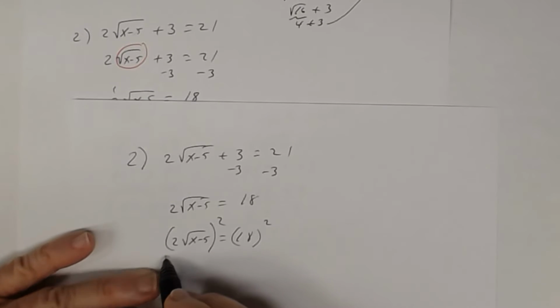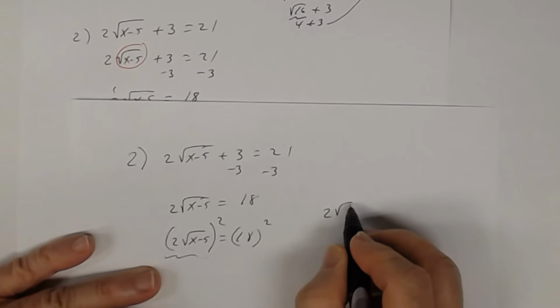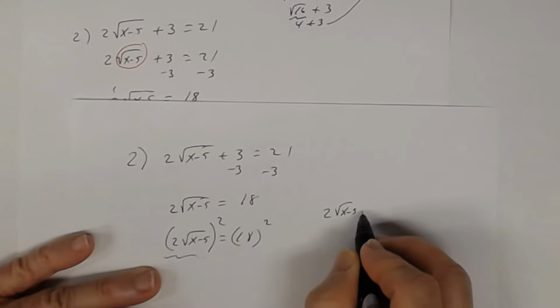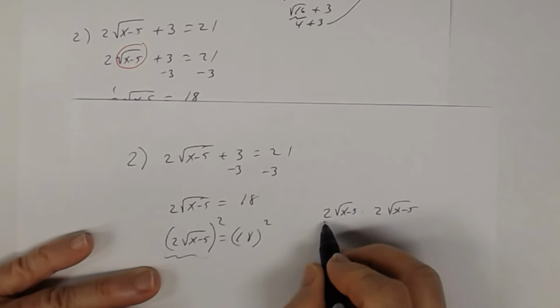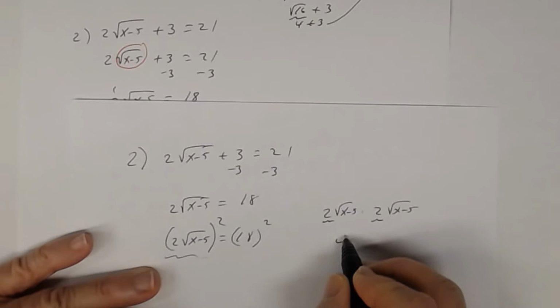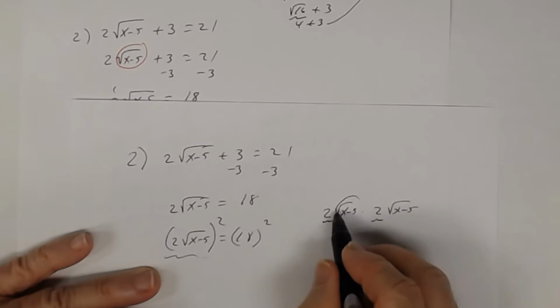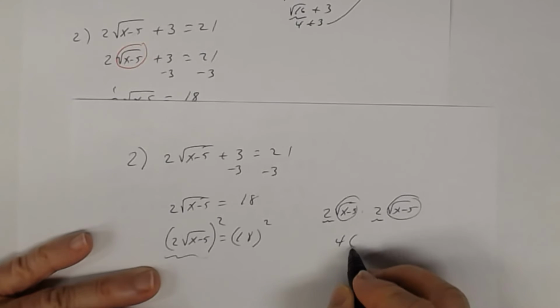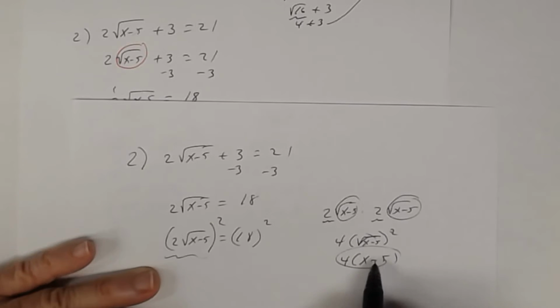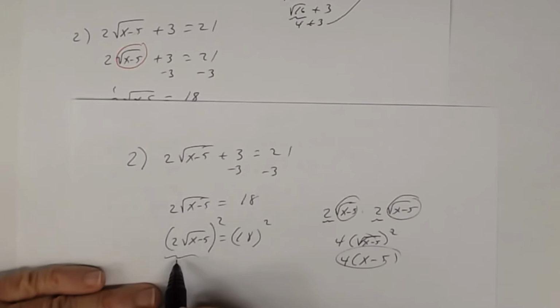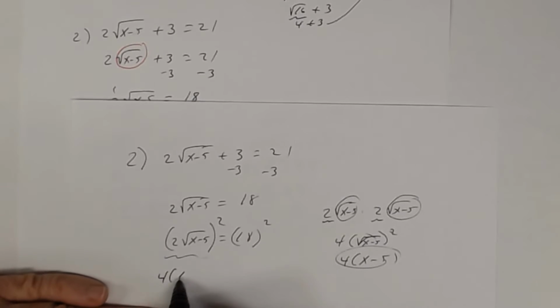So if you look at this right here, that's 2 times the square root of x minus 5, times 2 times the square root of x minus 5. That's what that is, right? Well, 2 times 2 is 4, right? And so the square root of x minus 5 times the square root of x minus 5, I can write as the square root of x minus 5 squared, and then we can use that idea that the square and the square root undo each other. So we have 4 times x minus 5. So that is what goes here. So you see how more complicated that is? So 4 times x minus 5.